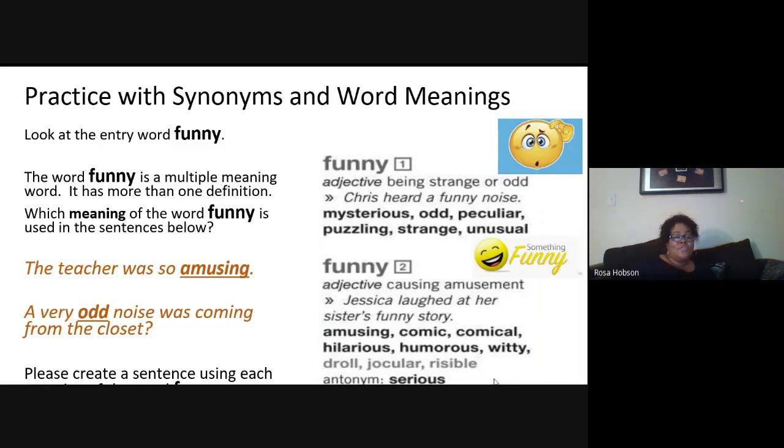So now can you use this time to create a sentence using definition one and definition two? And you can feel free to use any one of these synonyms, again, words that mean the same. When you're done with your sentences, please be sure to share them with one of your family members.